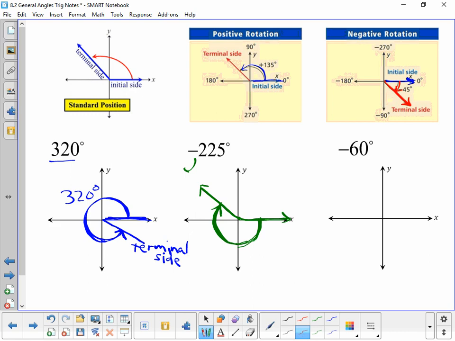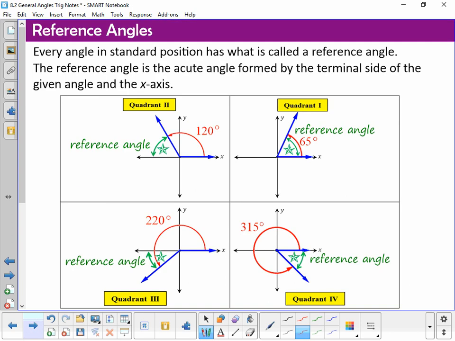Last one I wanted to show you is if we start here on our positive x-axis and we want to rotate negative 60 degrees, the negative tells me to rotate in that clockwise direction. Negative 60 would be something like this. I'm not going to be super judgy about exactly where your angle ended. Try to get it in the right neighborhood.